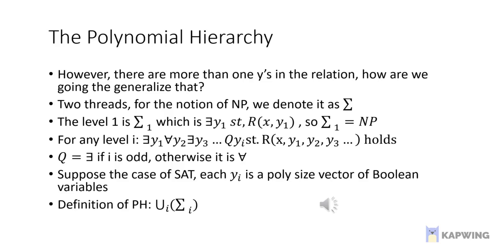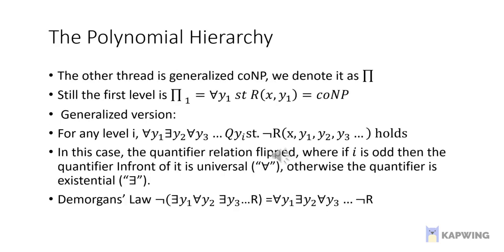As for the meaning of the yi, we can think about the SAT problem. Each yi is a polysize vector of Boolean variables, which actually is the truth value assignments. And the definition of the polynomial hierarchy is the union over all the levels. Co-NP is a similar thing, except we denote it as pi, and we also flip the quantifiers in front of those variables. It is because of De Morgan's law.